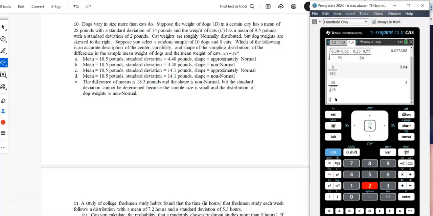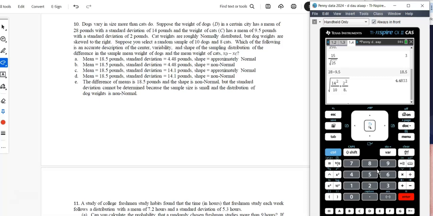Okay, so let's do the 28 for mean of dogs minus 9.5. It's 18.5. Oh, well, pretty much all of them are 18.5. That doesn't help us that much. Standard deviation, when you subtract, you got to do the square root. This is for means. Ooh, okay, this is the means one. I think this is the formula. I think it's 14 squared over the size, which is 10, that's n, plus 2 squared, standard deviation squared, over 8. I get 4.48, so I'm leaning towards either A or B there.